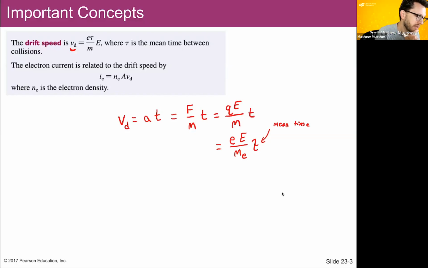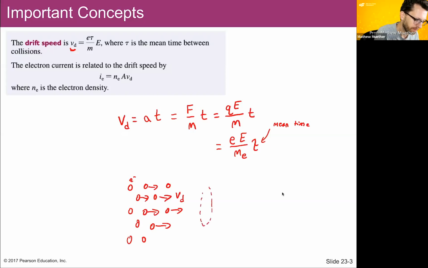And so we can also define something that we call the electron current. If we imagine that we have a bunch of electrons, and they're all making their way in some space to the right with this average drift velocity, we can try to count the number of electrons that pass through some area per second. So if I imagine making a window that has some cross-sectional area A, the question is: what is the number of electrons that pass through my window per second?